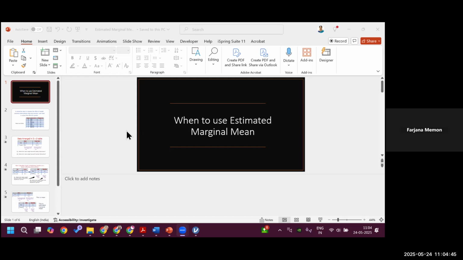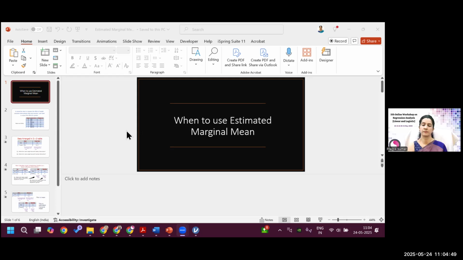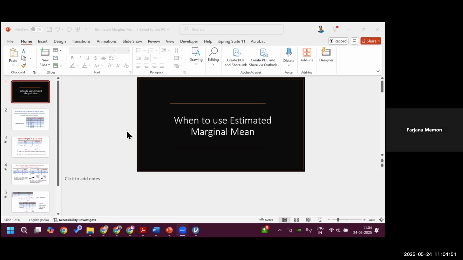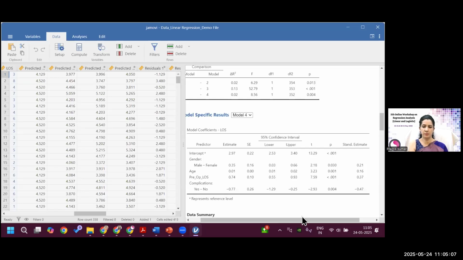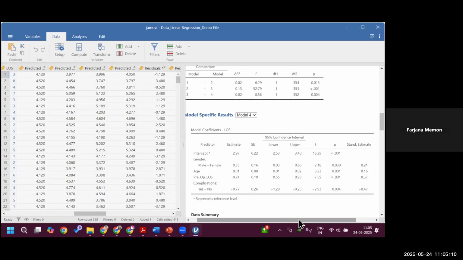Yes, ma'am. Just in our breakout room, there are a couple of questions. One question was, we are getting the understanding about the interpretation of the categorical variable. Still, there is some confusion about how to interpret it. I am showing the table. For complications, yes and no, the beta value is minus 0.77. So how exactly should we interpret it?